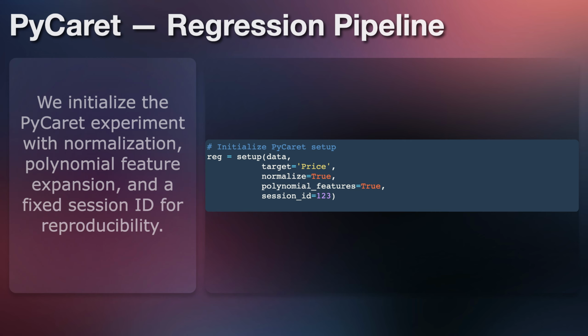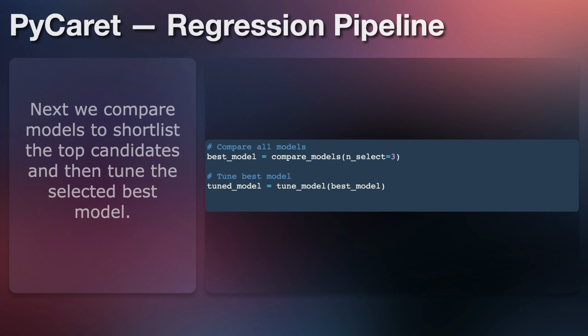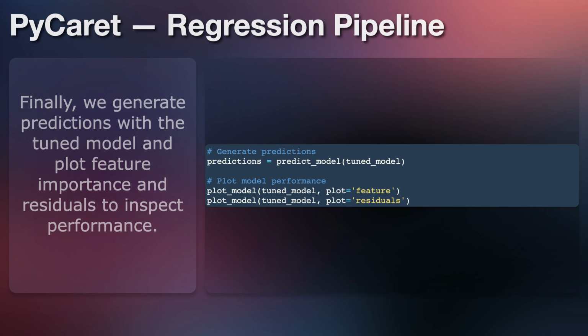We initialize the PyCaret experiment with normalization, polynomial feature expansion, and a fixed session ID for reproducibility. Next, we compare models to shortlist the top candidates and then tune the selected best model. Finally, we generate predictions with the tuned model and plot feature importance and residuals to inspect performance.